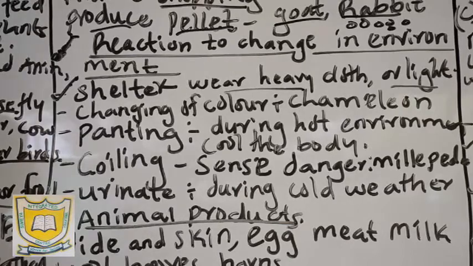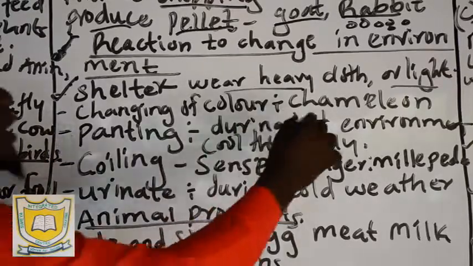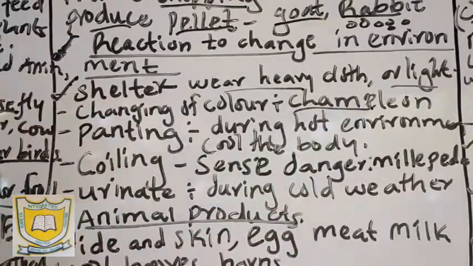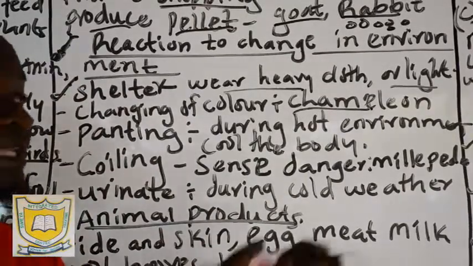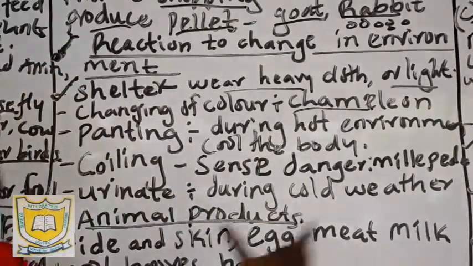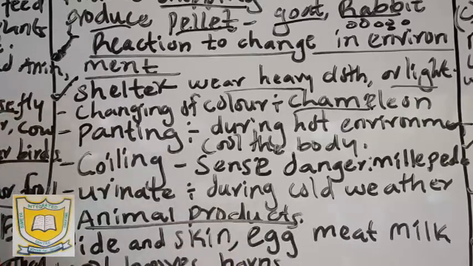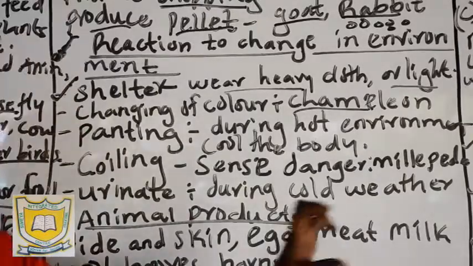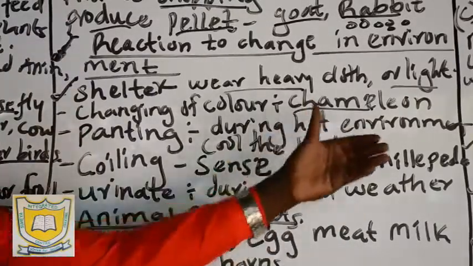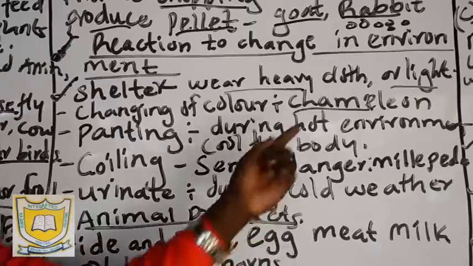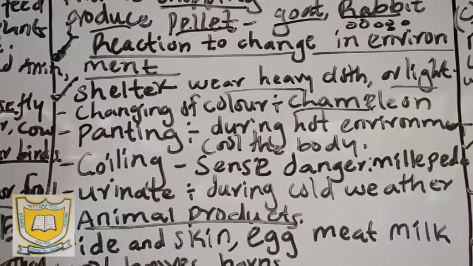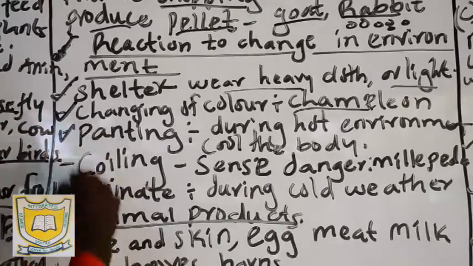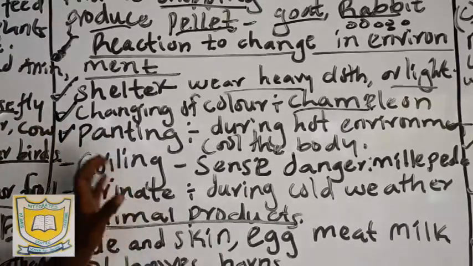Now we have those that change colors. Most of it is the chameleon. Why does a chameleon change color? Now when a chameleon moves to a green environment, because it has to survive in that environment and also to prevent it from being attacked by enemies, it changes its color so that it can look the same as the environment. If it moves to an environment that is reddish, it also changes its color to fit in that environment.